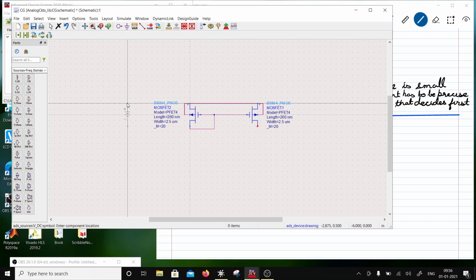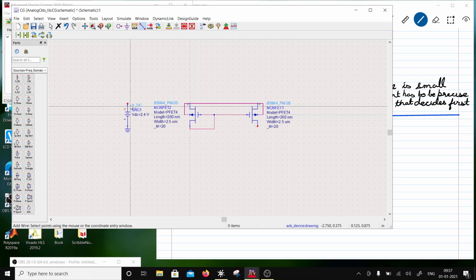And then I have got the frequency domain sources, and there is a DC voltage source which is 2.4. Then I have a current reference. Here the reference current is 100 microamperes.